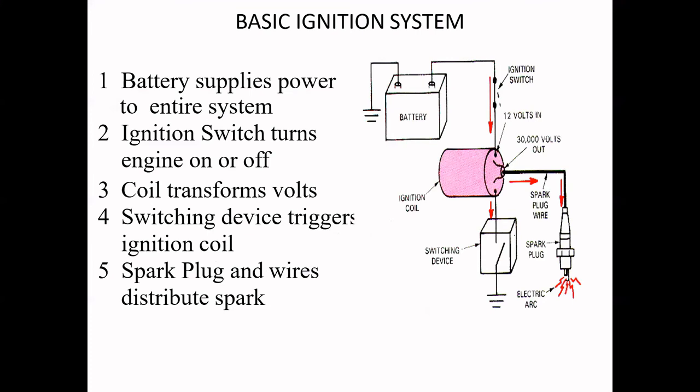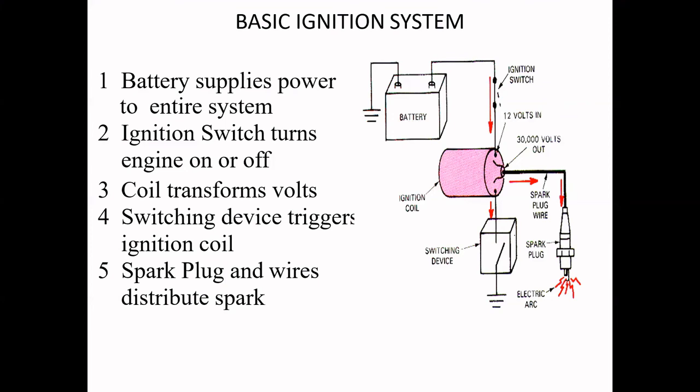Battery is there, one system. And you can see the ignition switch. You can see the ignition coil, or induction coil. You can see the switching device. The battery is grounded, and the switching device is also grounded. And the spark plug, you can see, and the electric spark in the spark gap. Okay, these are the important basic ignition system components, a basic layout you can see here.